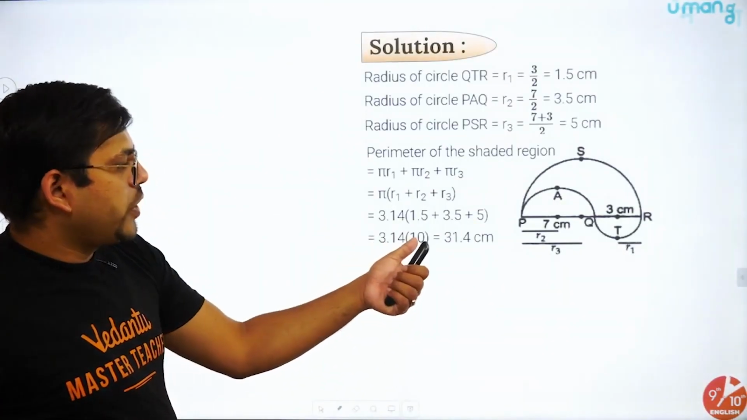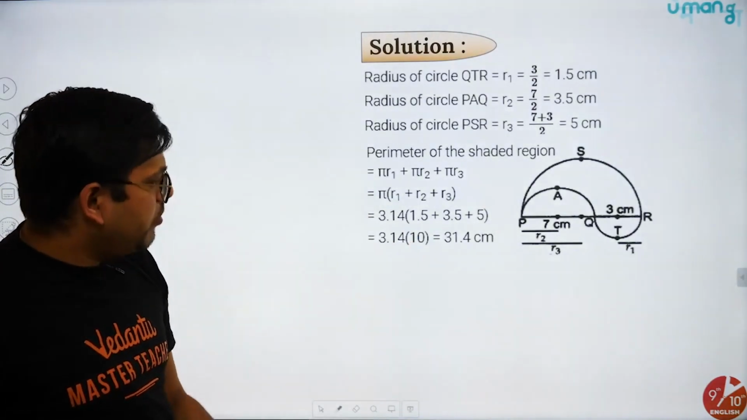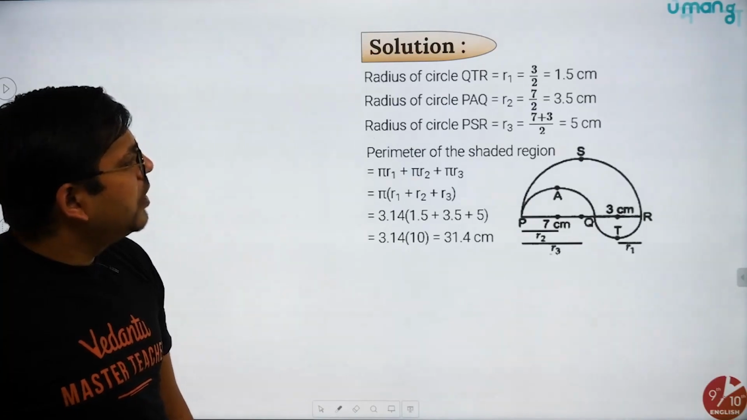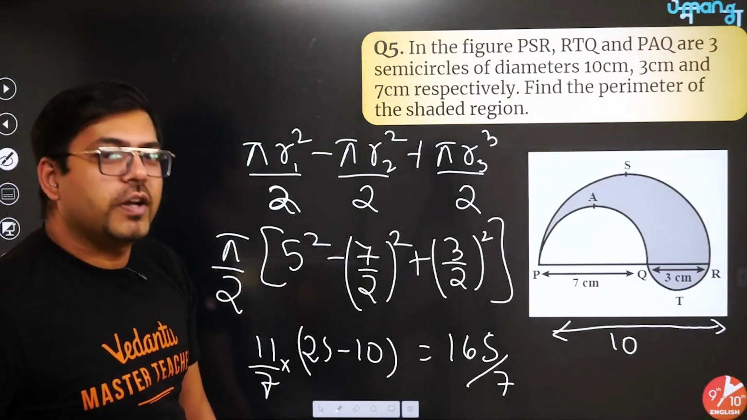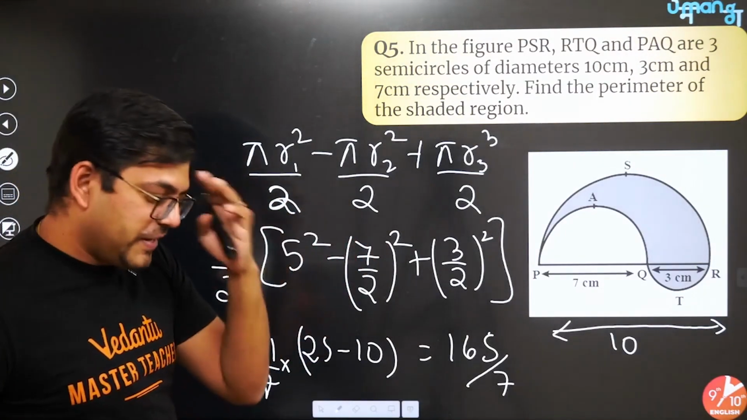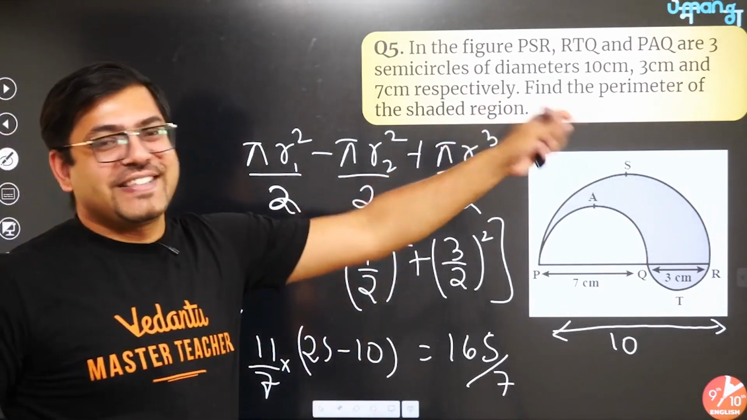3.14 into 10. Yeah, they also got the same thing. But wait. R1 plus R2 plus R3. How have they got that? Wait a second. Perimeter. Oh, very sorry. Again, my mistake. I did the area. I don't know what happened today. So I did the area. Perimeter was asked. Sorry for that.